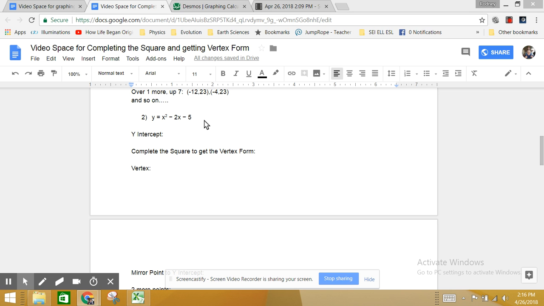Here we're going to do a second completion of the square to get vertex form with a more straightforward one. I'm going to go through just some systematic steps. I'm going to use number 2 from the completion of the square vertex form homework that I gave in C and E blocks yesterday. So it says y equals x squared minus 2x minus 5.